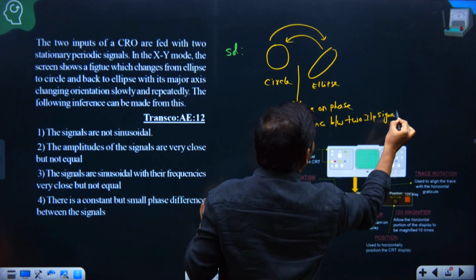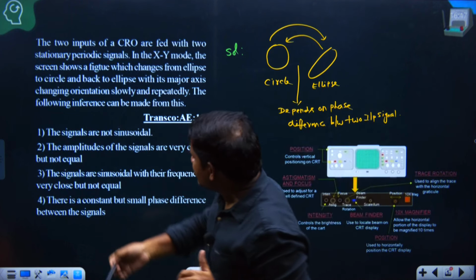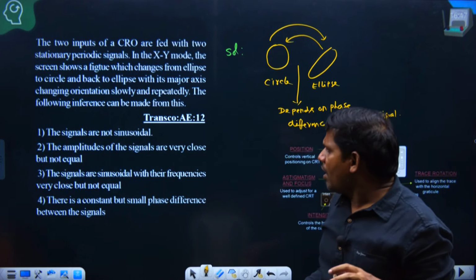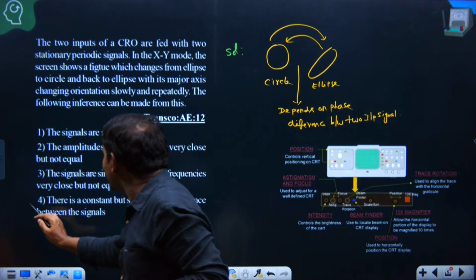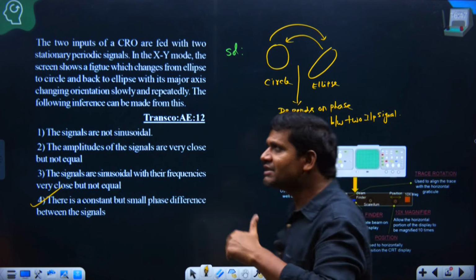Then what are the options, friends? That is, there is a constant but small phase difference between the two signals. That is, option 4 is the right answer for this question. Concentrate. Next one.